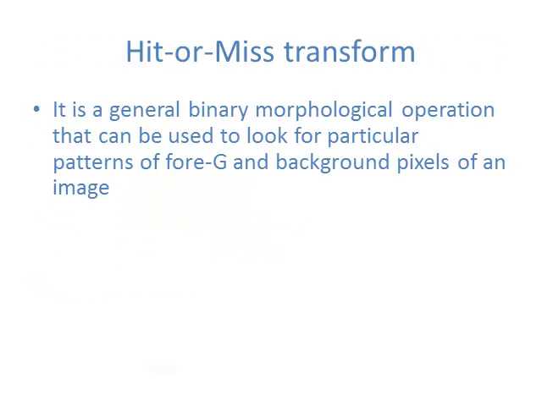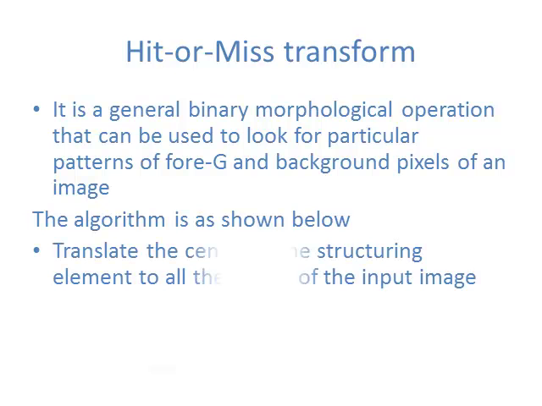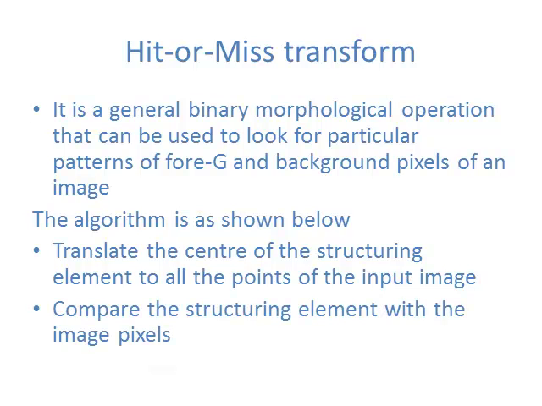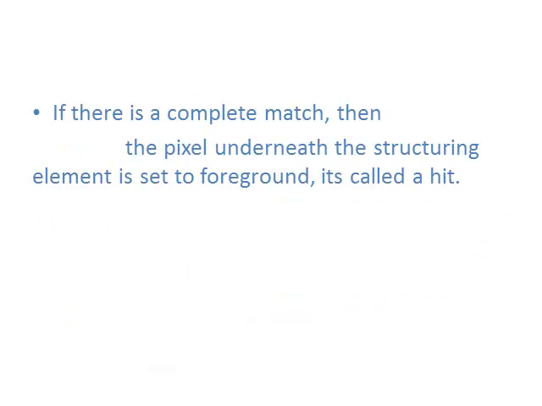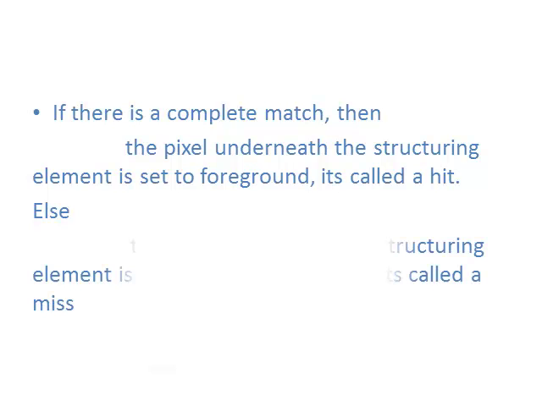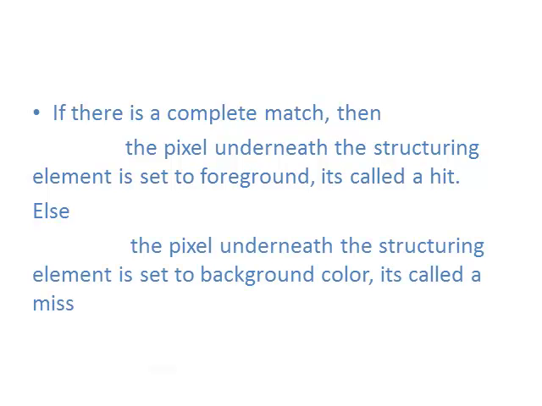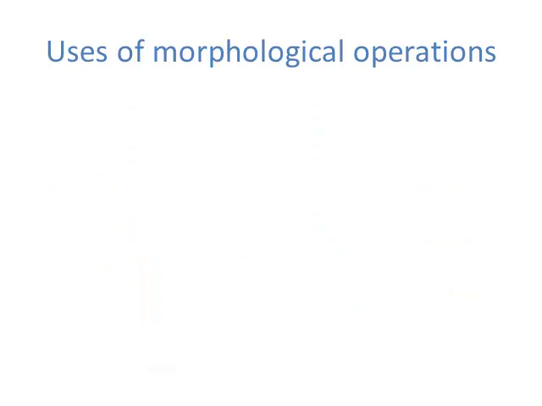Hit or miss transform. It is a general binary morphological operation that can be used to look for particular patterns of foreground and background pixels of an image. The algorithm is as shown. First, translate the center of the structuring element to all the points of the input image. Then compare the structuring element with the image pixels. If there is a complete match, then the pixel underneath the structuring element is set to foreground. It's called a hit. Else, the pixel underneath the structuring element is set to background color and it is called a miss.